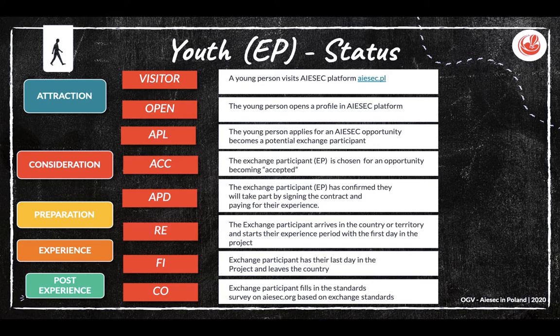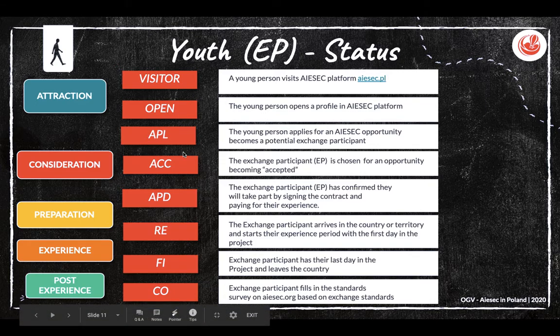Then you have the consideration process, when they're going to be considering if they're really going. Also, we are considering them for the opportunities they applied to. Because after open, they go to applied. So they apply to one of our opportunities, and after they apply, the ICX side, the IGV with the partner, is going to evaluate and consider whether they are a good person for the opportunity or not. And if they are, they're going to be accepted. That's the next phase. So we went through visitor to open, applied, and then accepted.